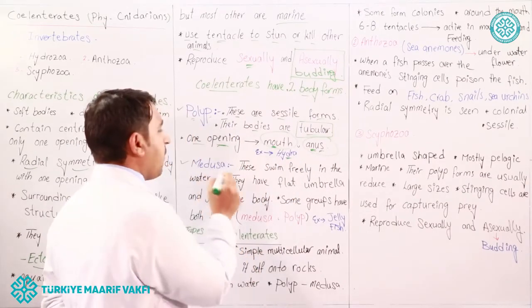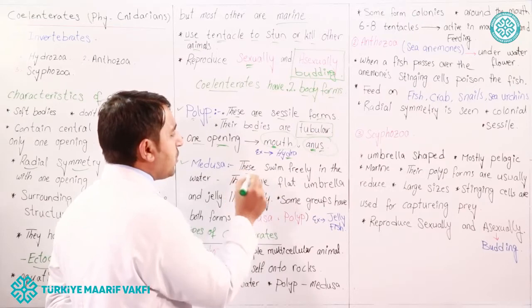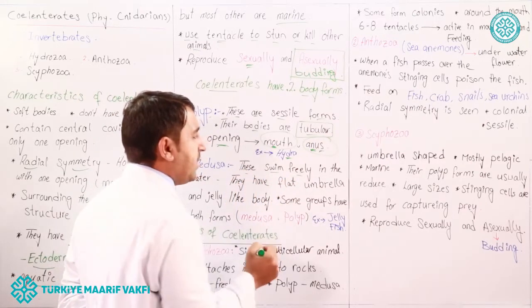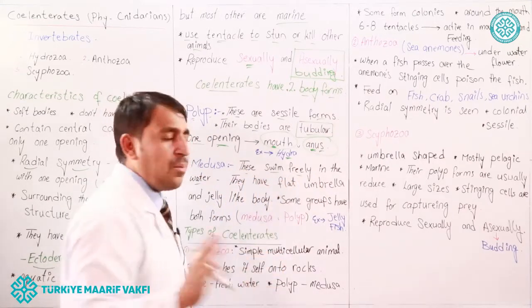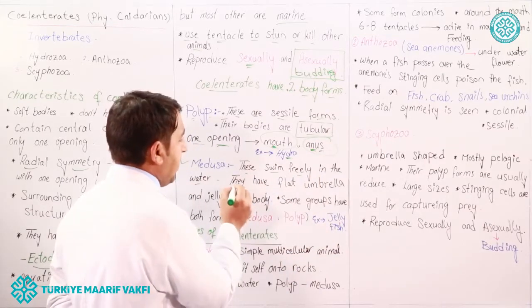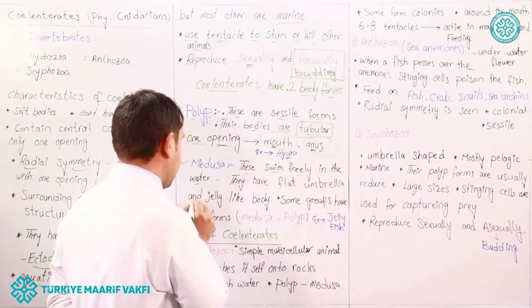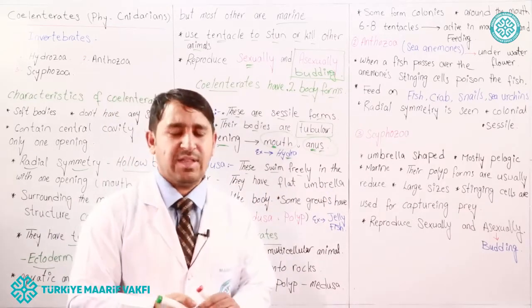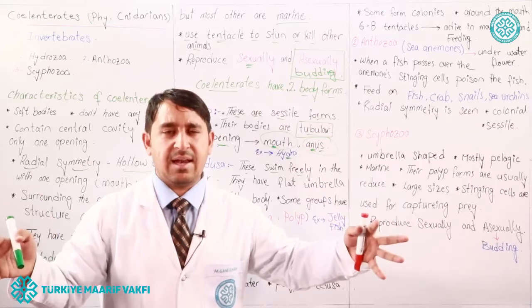And the medusa form, these living organisms or coelenterates swim freely in the water. They can go from one place to another. They can move, they can swim in the water. They have a flat umbrella shape. If we look at their body form, they have an umbrella-like shape.